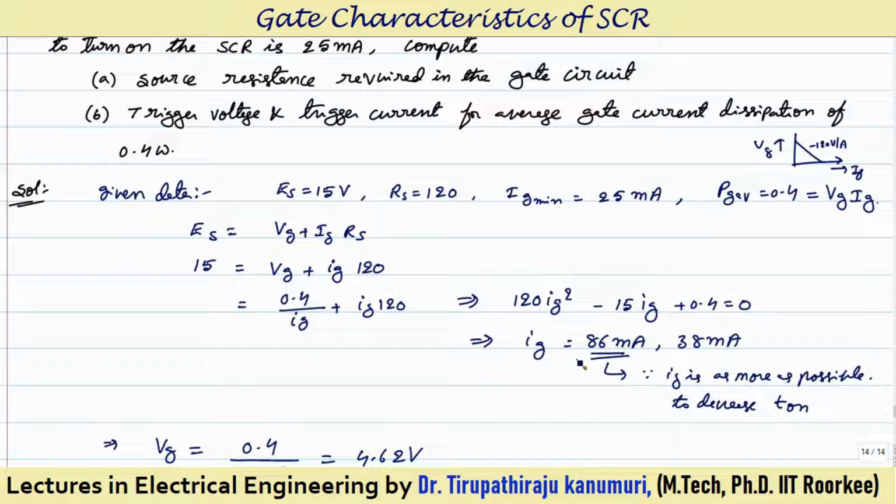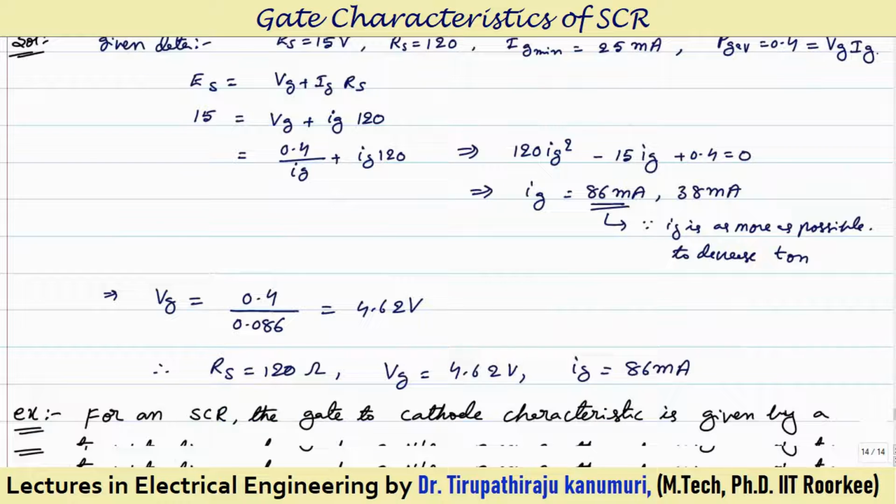So from this, if you solve, the value of Ig is getting two values. One is 86 milliamperes, another one is 38 milliamperes. So out of this, I have told you before that we have to select the maximum possible current so that the turn on time can be decreased. So this is the maximum permissible value. So I will take this 86 milliamperes as my Ig value.